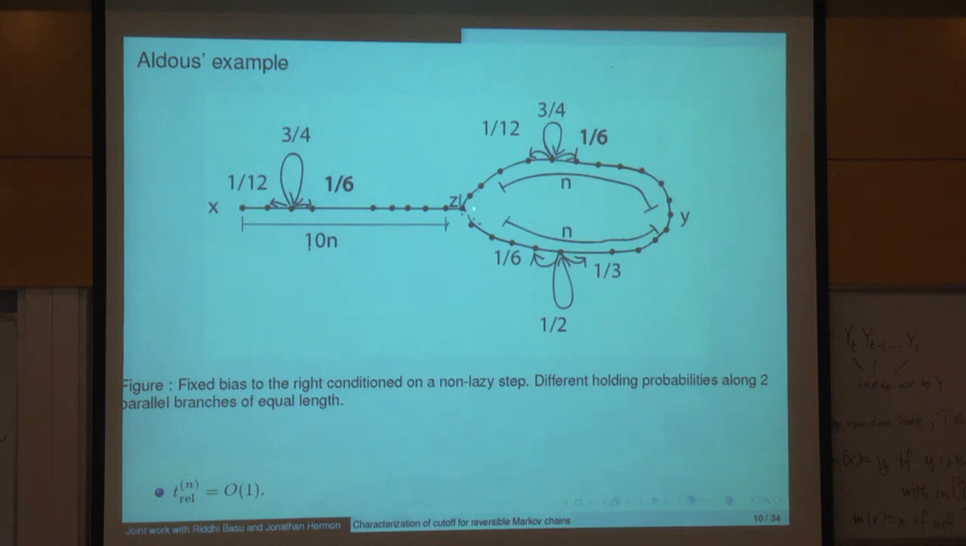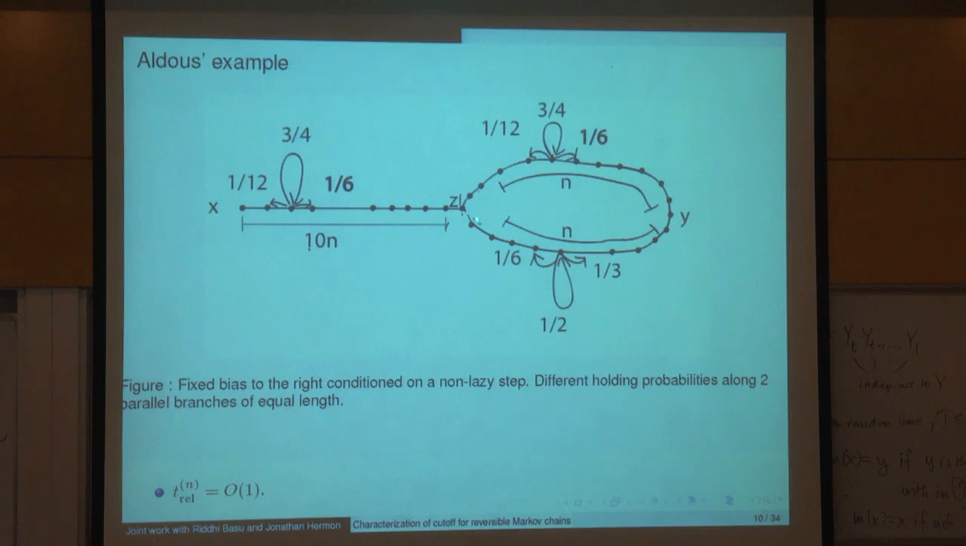When you reach this point, you can travel either on this upper part or on the lower part. In both you have a drift to the right, but the drift is stronger on the bottom than it is at the top. Here the drift is 1/6, and here the drift is 1/12. So if you go on the bottom, you'll reach the right in another 6n steps, and if you go on the top, you'll reach it in about 12n additional steps.